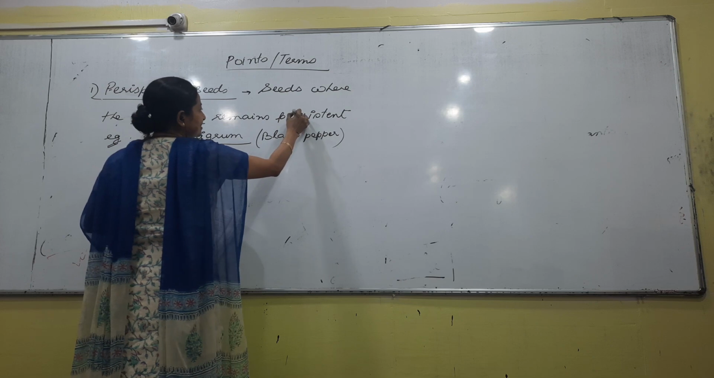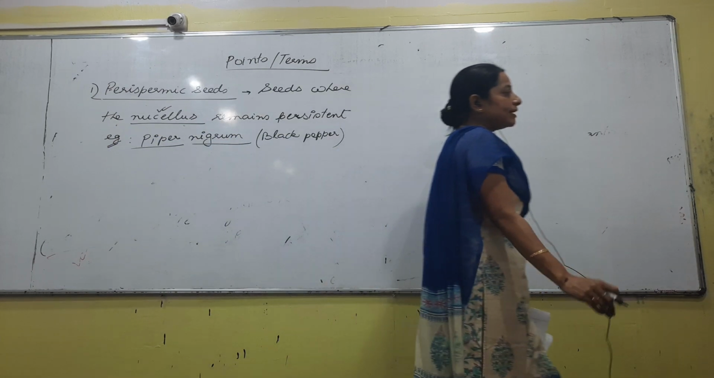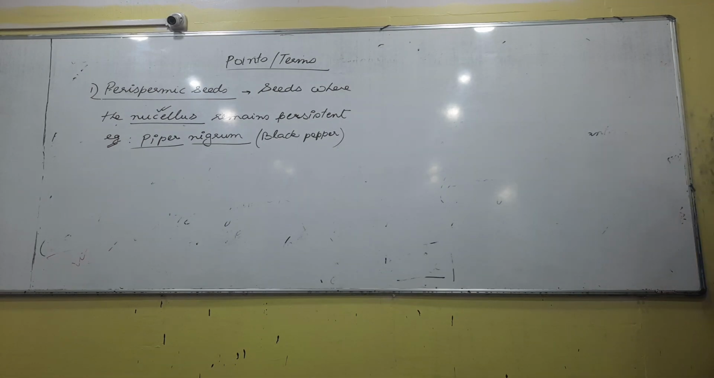Remains persistent, P-E-R-S-I-S-T-E-N-T. Persistent, have you heard this word before? Remember we have talked about something called persistent calyx. While we were discussing the calyx portion in this chapter, we said that in certain types of fruits we see a persistent calyx. What is the meaning of persistent? Something that stays after fertilization also, that is what is called persistent.